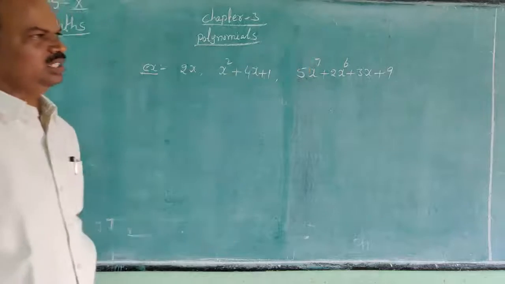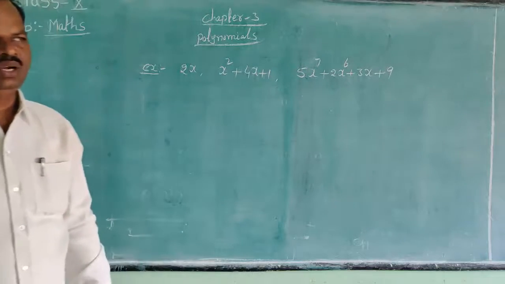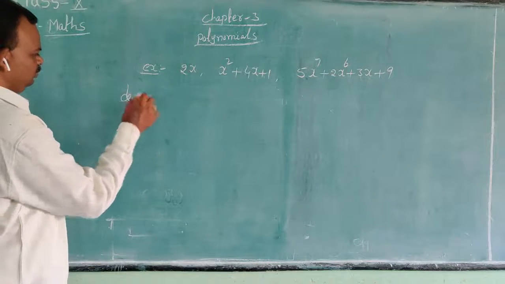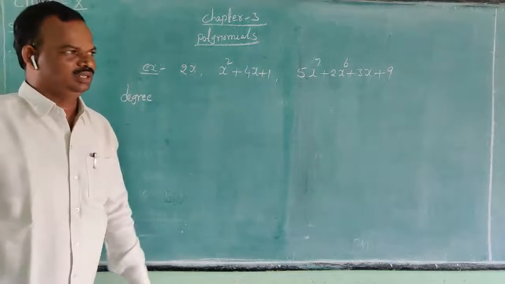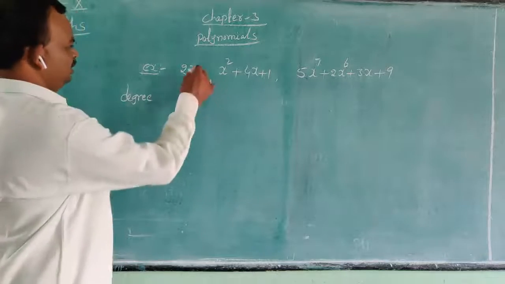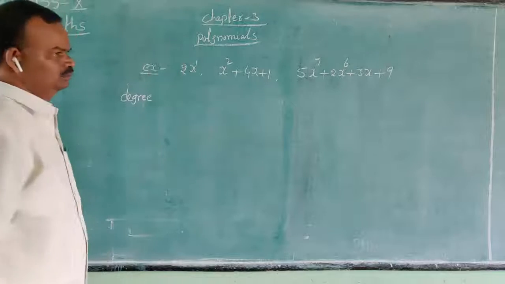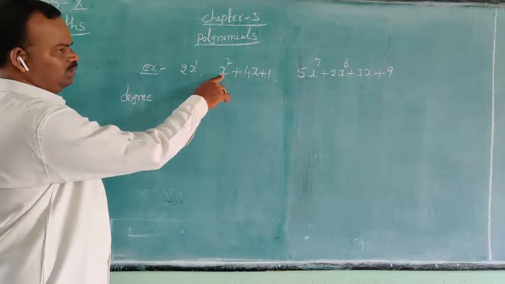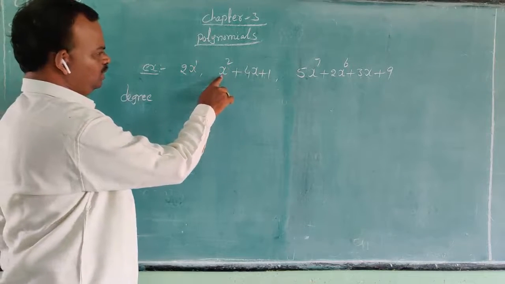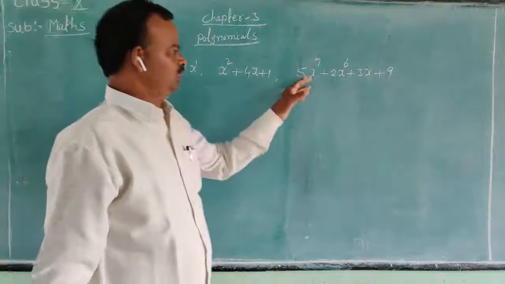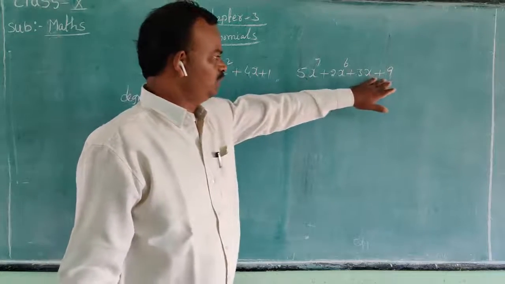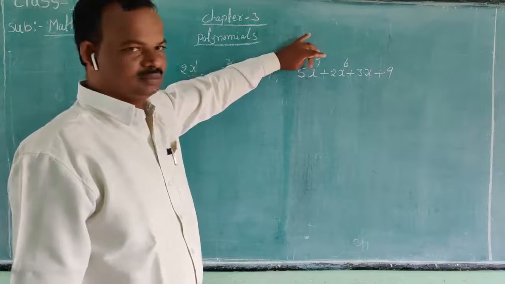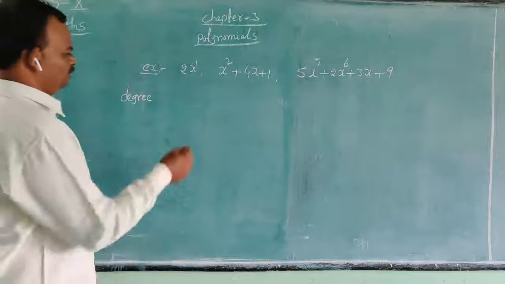Here, the highest power is called the degree of the polynomial. In the first, the highest power of x is 1, so the degree is 1. Here the highest power of the variable is 2, therefore the degree is 2, and here the highest power is 7. So the degree is 7. See one more polynomial.